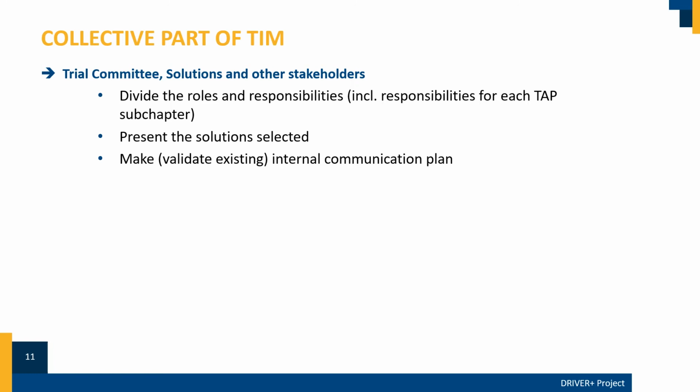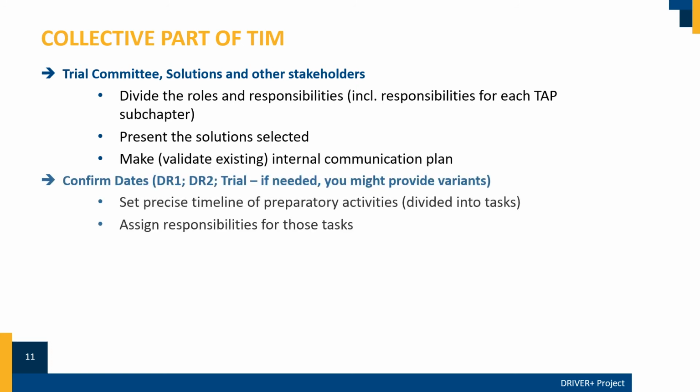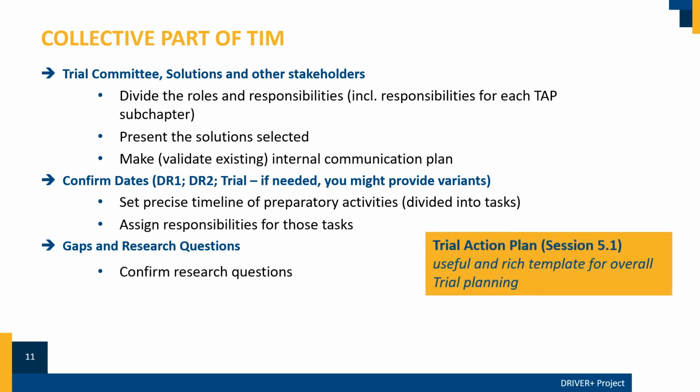Especially in larger trials, it is recommended to set a recurring progress and update meeting, either as a physical meeting or as a teleconference. Align your calendars and set precise dates for the coming events, the 2 dry runs and of course the trial itself. And discuss your gaps and research questions thoroughly. When they are clear to all, proceed with the preliminary scenario.